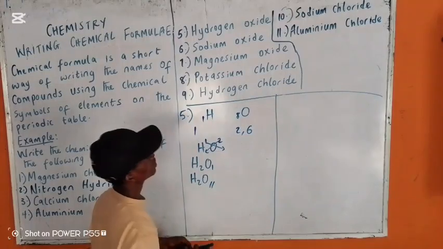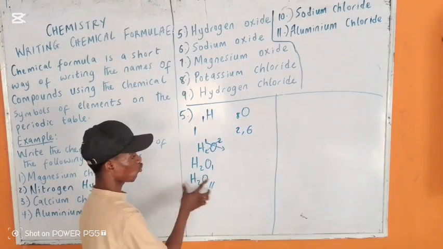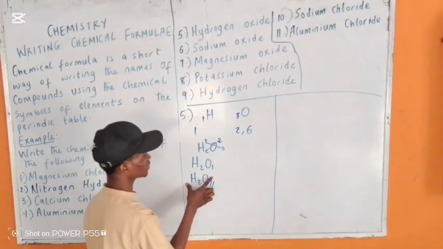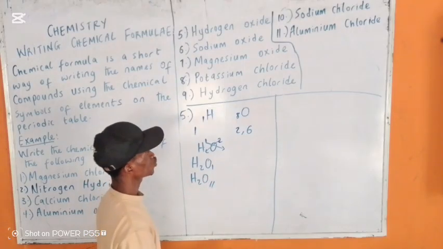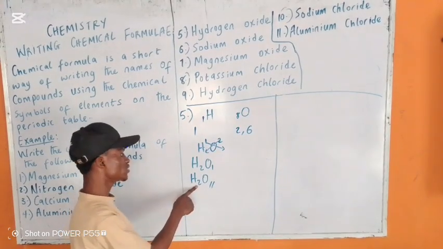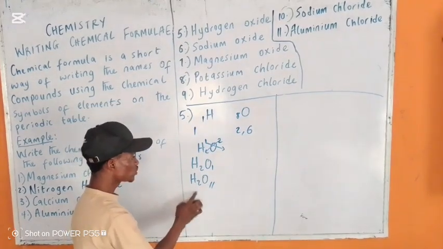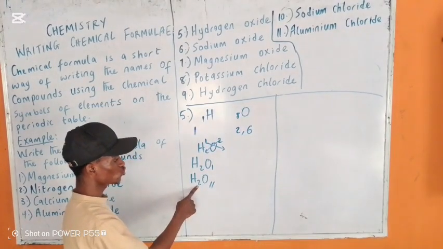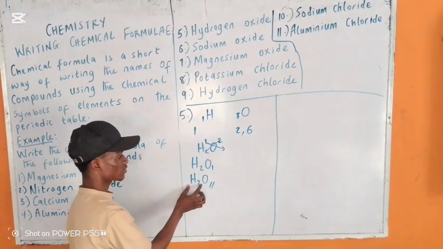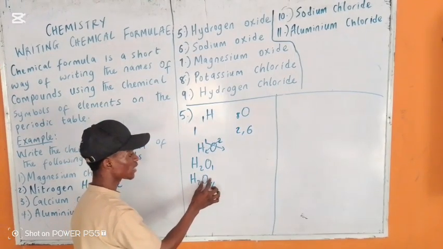So we have H2O as hydrogen oxide. And the common name for this is what? Water. That is the common name for H2O. Hydrogen oxide is what? Water. You can name it dihydrogen oxide, because we have 2 hydrogen here and we have 1 oxygen here. So you can name this one dihydrogen oxide, or you can name it dihydrogen monoxide.